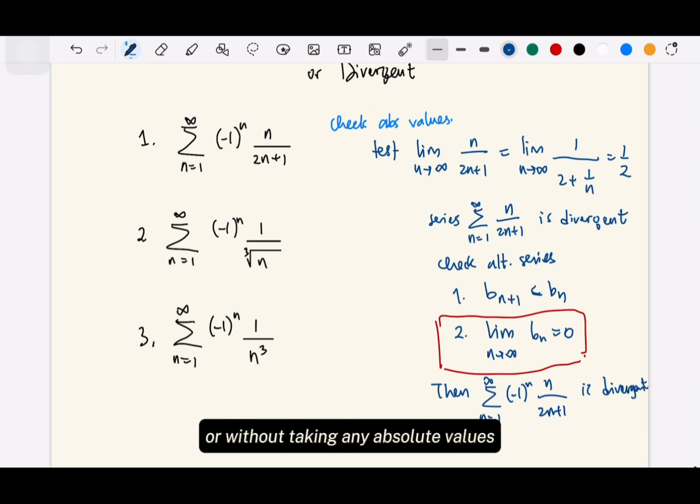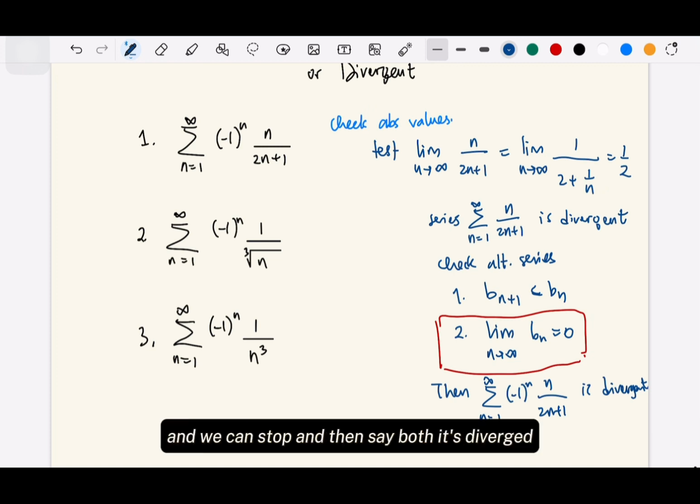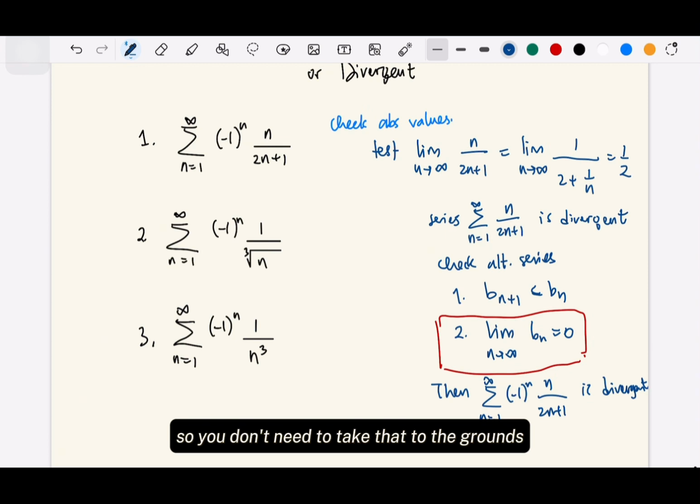Or without taking any absolute values, just checking the alternate series, if it's divergent, we can stop and say, oh, it's divergent. So you don't need to take the absolute values. You can go directly here and see that it's divergent. Okay.